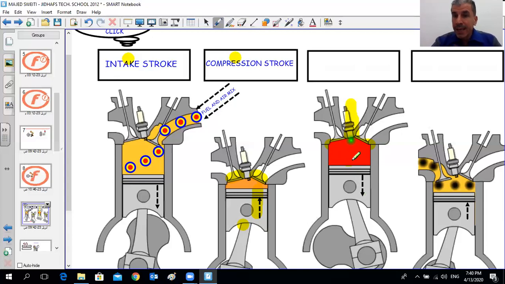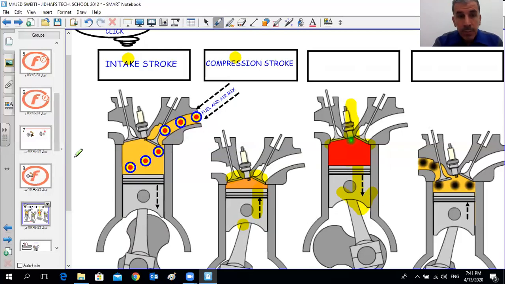So when we get a spark, this fuel and air will burn. So it will make power. This power moves the piston downward. So in the power stroke, we have compression with combustion, and that makes power. This power moves the piston downward. So the piston will move down, as the arrow shows us.